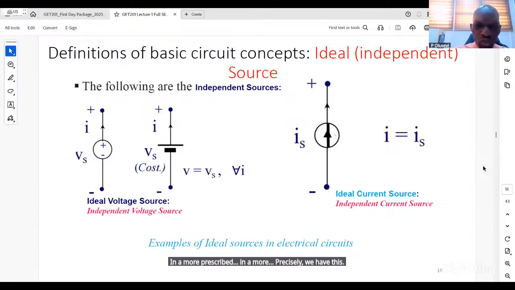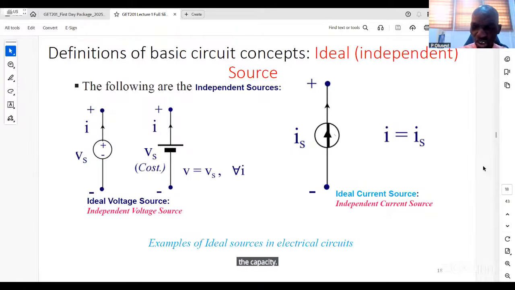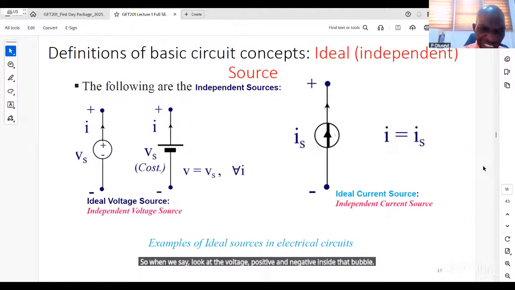So we have two types of sources: dependent sources and independent sources. And in this place now, you have the independent sources. The independent source, or ideal source, is the source whose value does not depend on anything, but other parameters may depend on it. You need to know that. So when we look at the voltage with positive and negative inside that bubble, we are talking of V_s as an ideal voltage source, and we call it an independent voltage source. We will get to when you will need it.